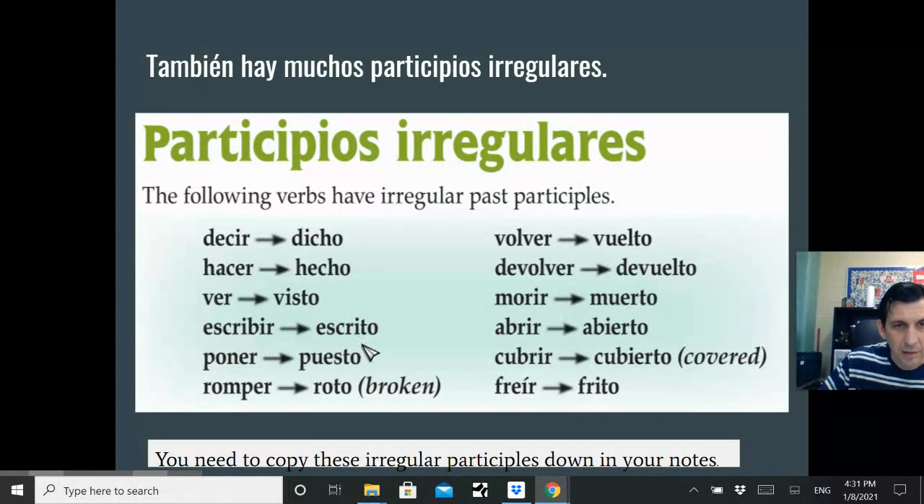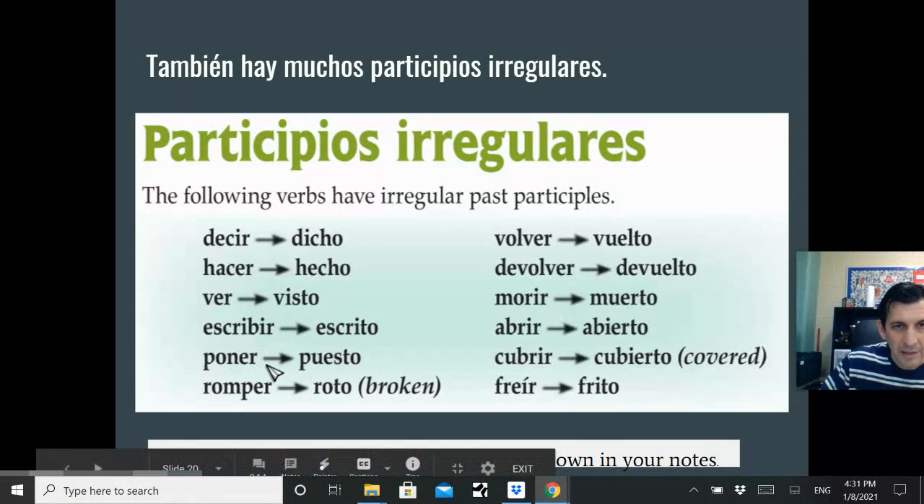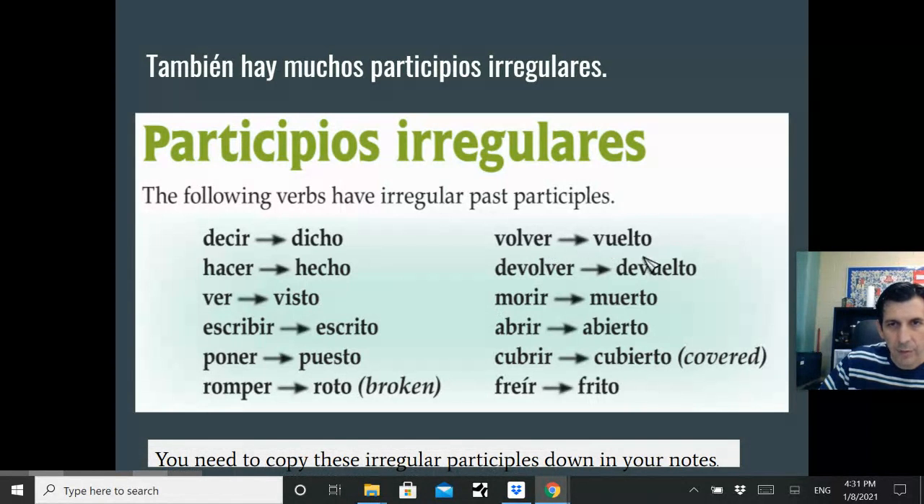I have put something somewhere. Yo he puesto. This can be reflexive as well. Me he puesto. Romper. I have broken. Yo he roto. Volver, to return, yo he vuelto. Returned, yo he devuelto. Abrir, I have opened, yo he abierto. Morir, I have died, yo he muerto.